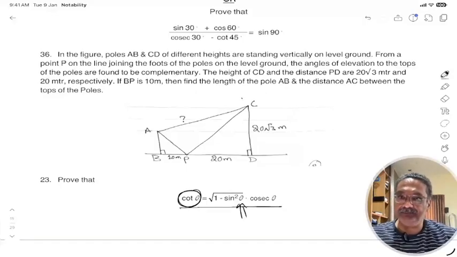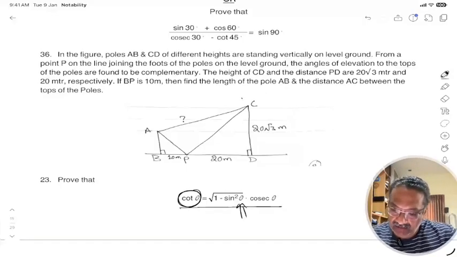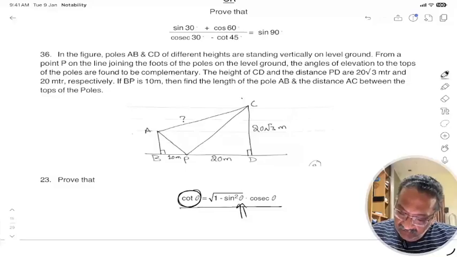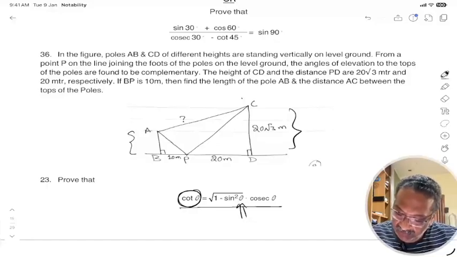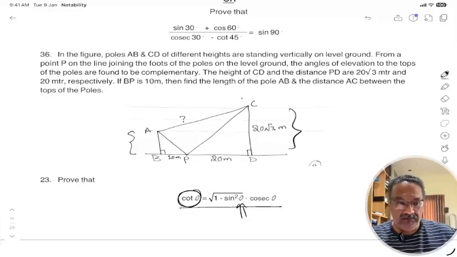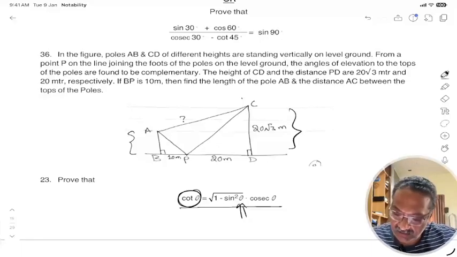In the figure, poles AB and CD, they have given the figure. We have poles AB and CD of different heights standing vertically, with a point P on the line. When they have given the figure, it will be very easy. Usually 99% they are giving the figure in the examination. See, point P is on the line joining the foots of the poles B and D. The angle of elevation to the tops of the poles are found to be complementary.